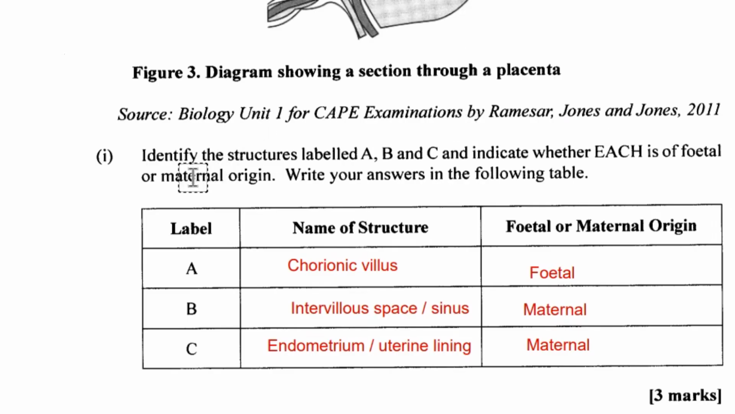So here we have the 3 structures once again. A is the chorionic villus. This has a fetal origin. B is an intervillous space or sinus. This is maternal. And C is the endometrium or the uterine lining, and this is going to be maternal.